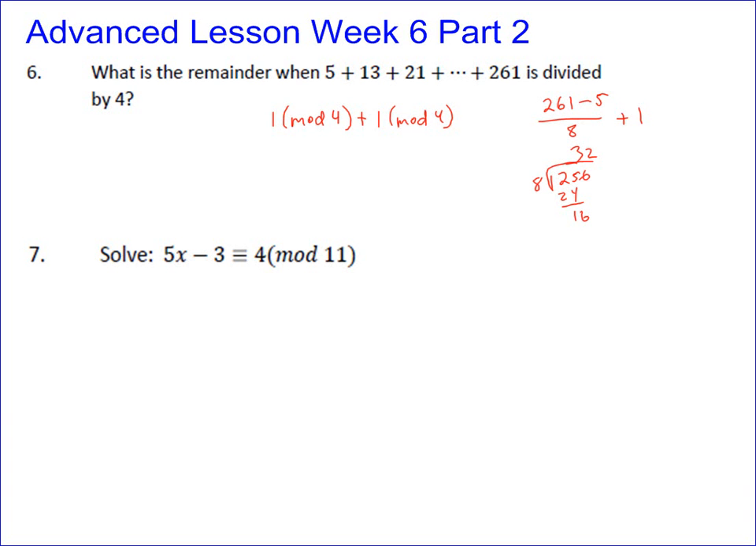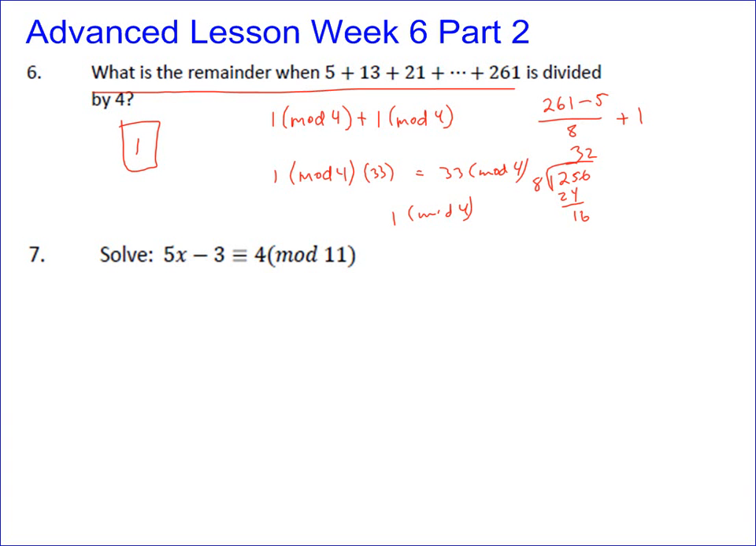So we need to multiply 1 mod 4, since there are 33 of them, by 33, which equals 33 mod 4, and 33 mod 4 is equivalent to 1 mod 4. So the remainder, when you divide this whole thing by 4, is 1.